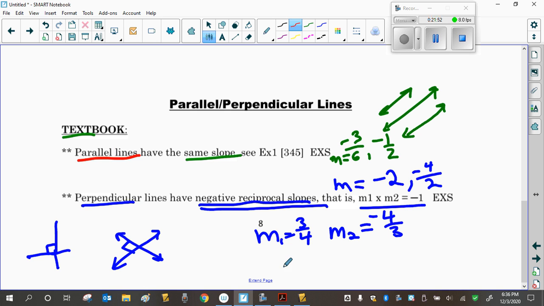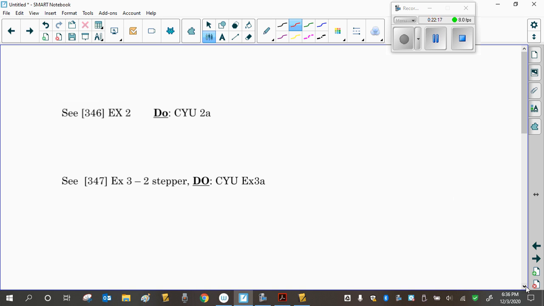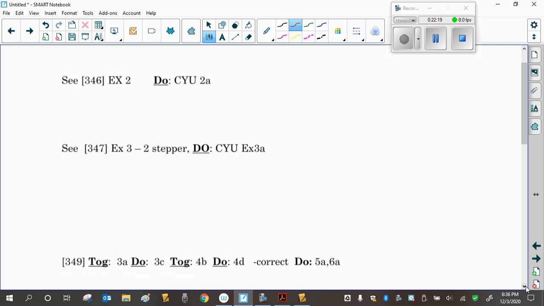So another example, if you had let's say -5, this would be -5/1. So if you flip it, you get 1/5. Okay, those would be perpendicular lines, two lines with those kind of slopes. Okay, let's move on to our textbook and go to example 2.